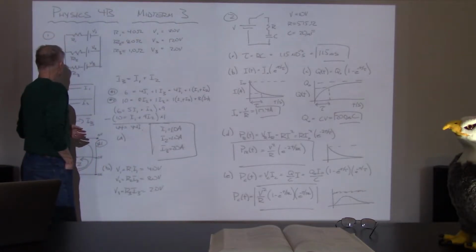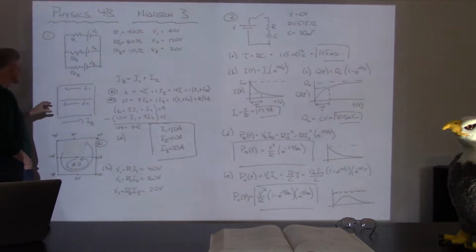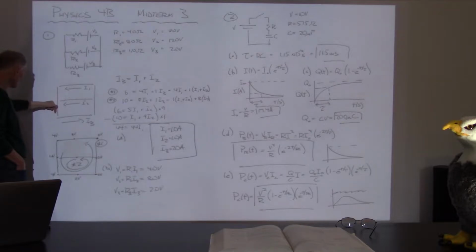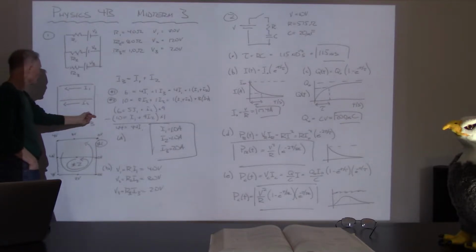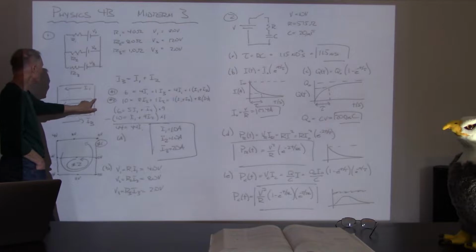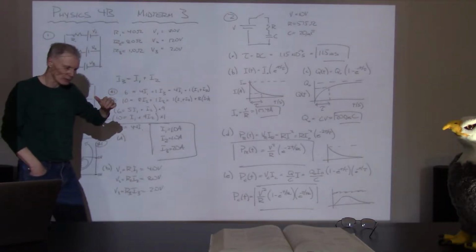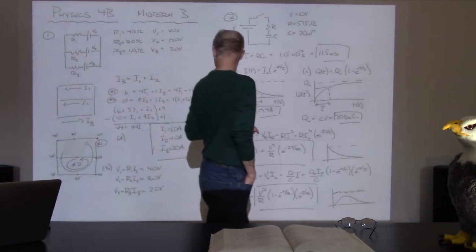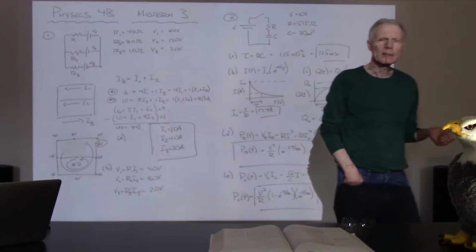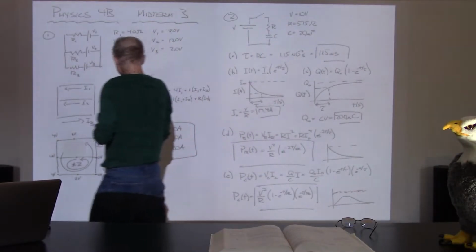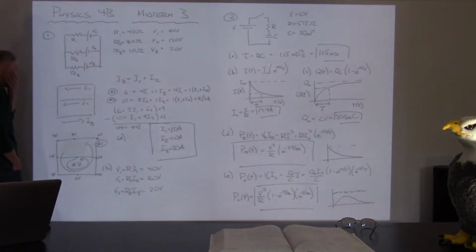So what we've got going on is I1 and I2 join together right here and become I3, which travels here, and then it separates again into I1 and I2. So that says that my current equation is going to be I3 equals I1 plus I2.